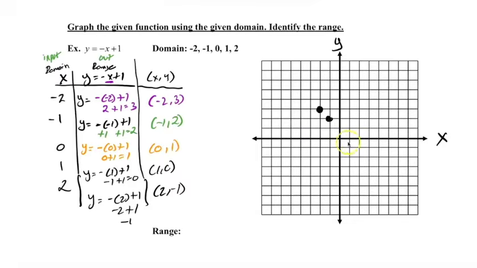0, 1. So you can't go left or right, just stay there. You go up 1. And then 1, 0, the other way around, right? So you go over 1, then you don't move up or down. Stay right there. And then 2, -1. So we're going to go over 2 and then down 1.